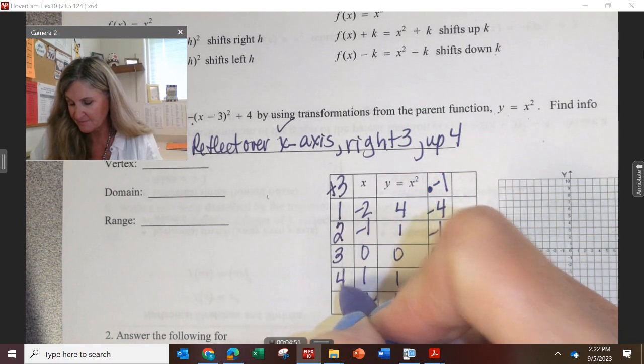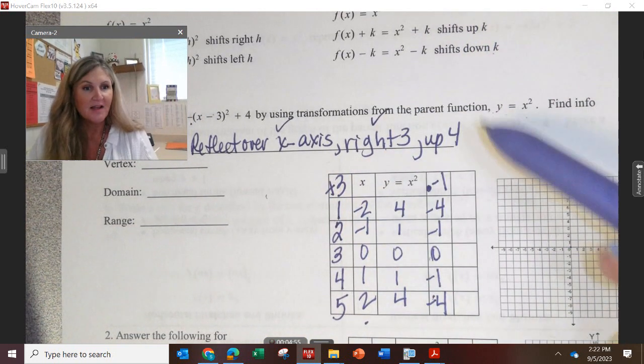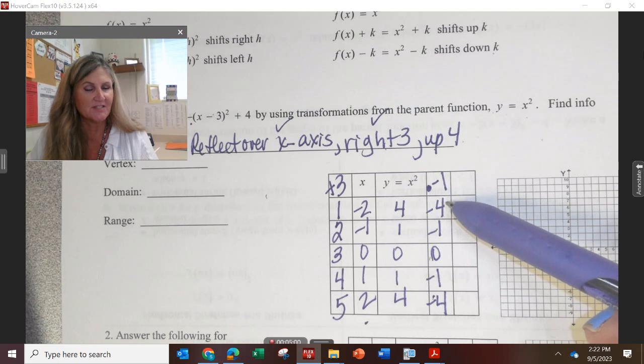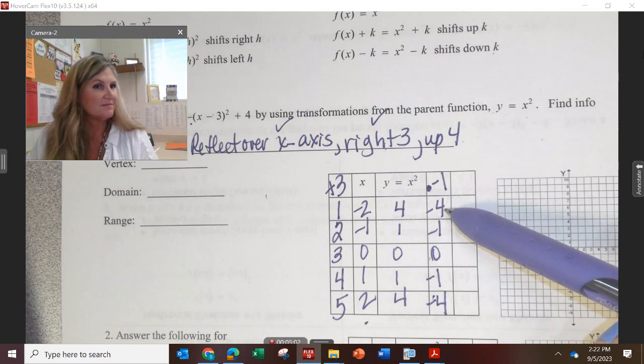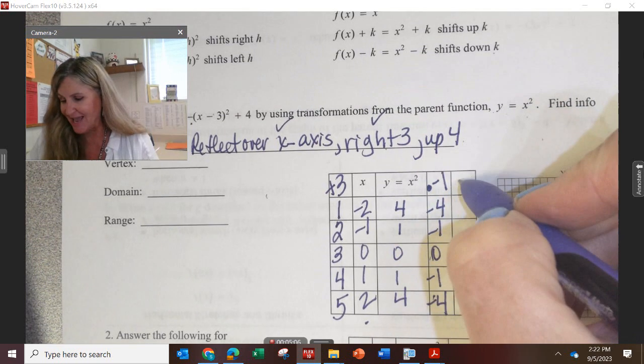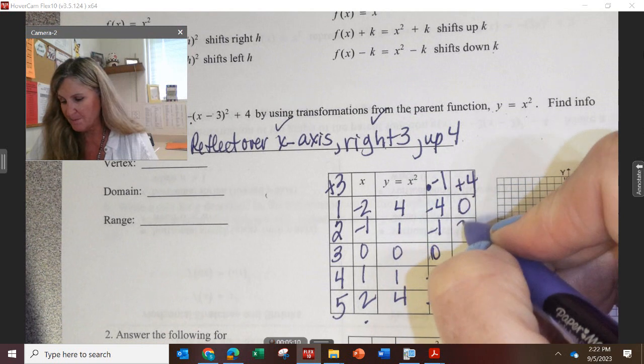Okay, took care of that. And then the last thing we have to do is go up 4. So we have to do what? Where's that going to go? With the, yeah, in this other column here. I'm going to have to add 4 to all of these y's. So add 4.